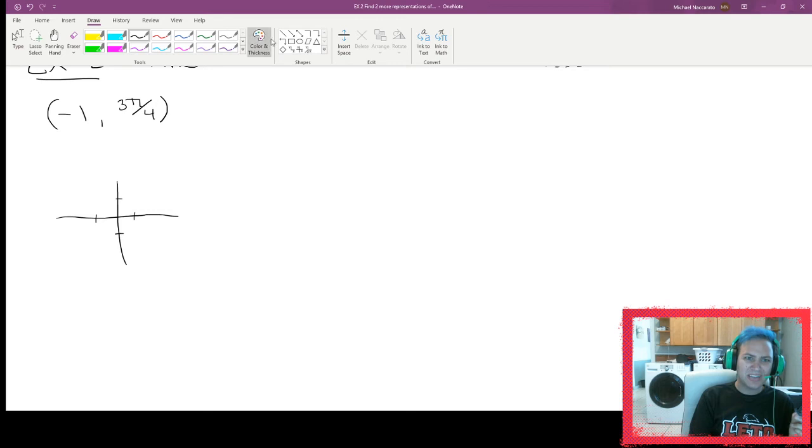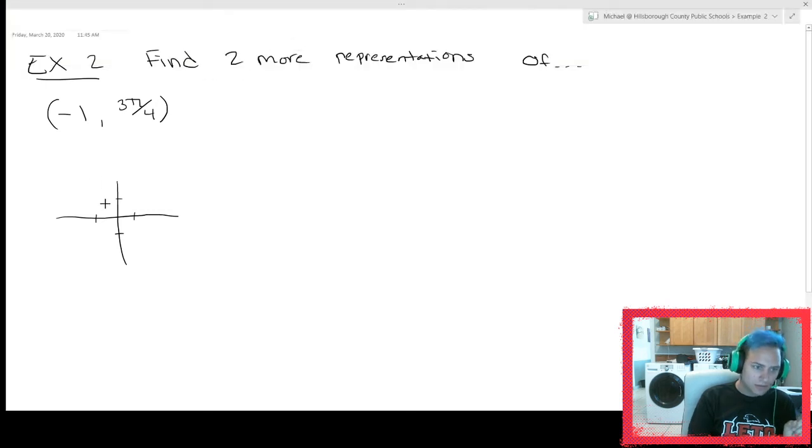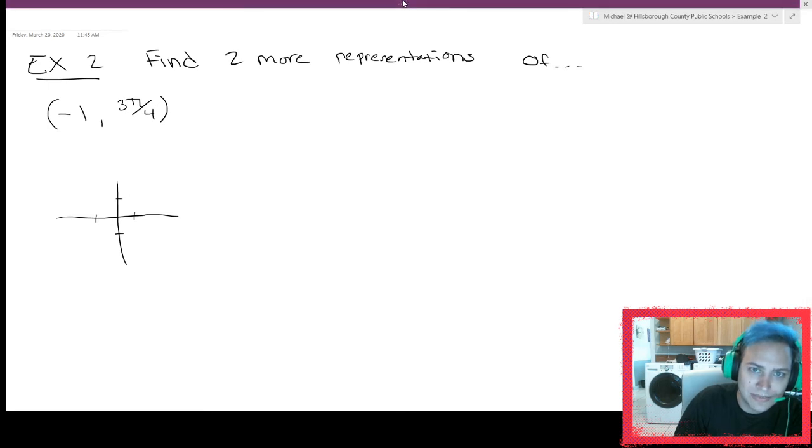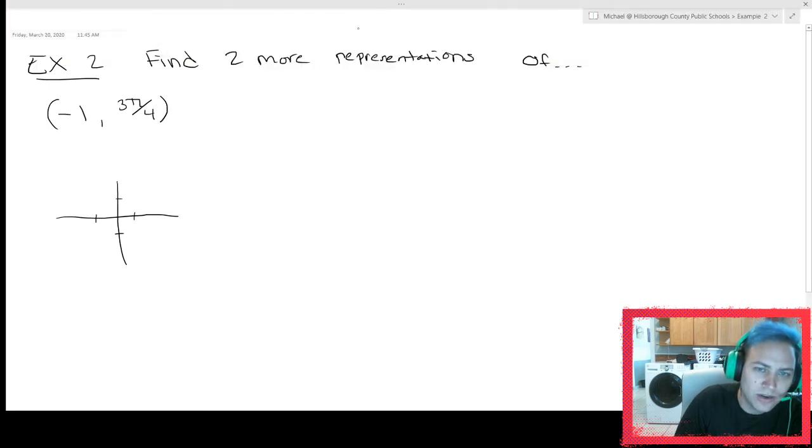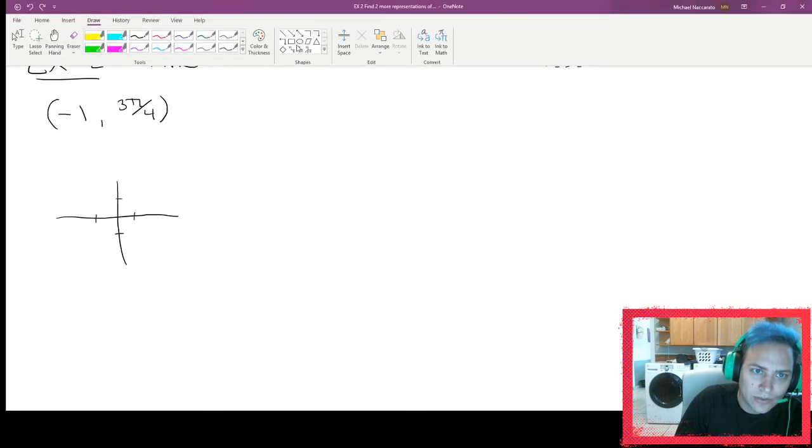Let's see if I can do this. Let's try this. Oh, but it's not a different color. Hold on. That's going to be so much prettier, though. Why didn't I do that before? What was I thinking? Oh, that's right. I wasn't thinking.